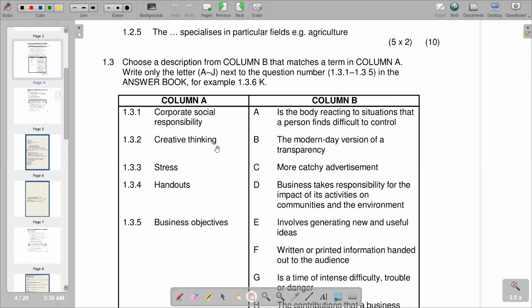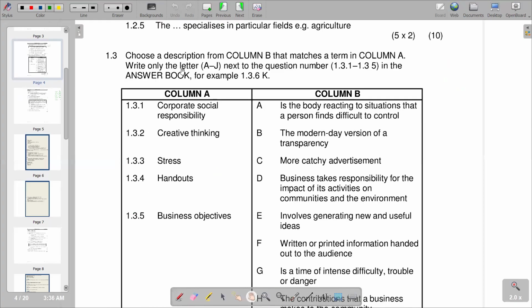1.3 now, we are given matching words. Choose a description from column B that matches a term in column A, right? Only the letter A to J next to the question numbers. That is 1.3.1 to 1.3.5 in the answer. For example, we are given how to present it. So column A, the first term that we have is corporate social responsibility.